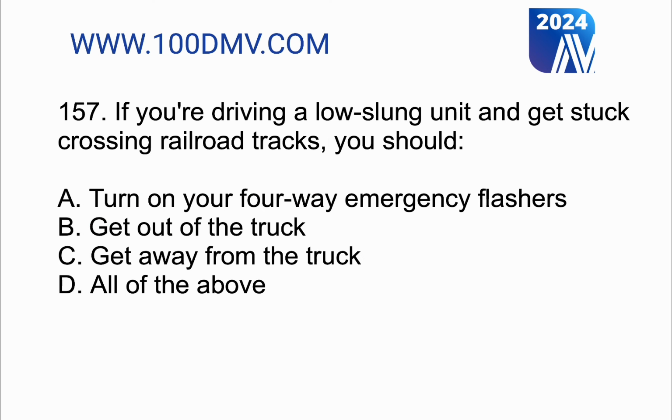157. If you're driving a low-slung unit and get stuck crossing railroad tracks, you should: A. Turn on your four-way emergency flashers. B. Get out of the truck. C. Get away from the truck. D. All of the above. The correct answer is D. All of the above.